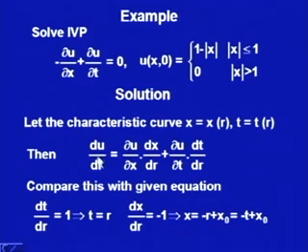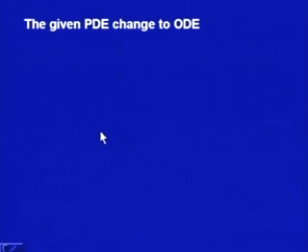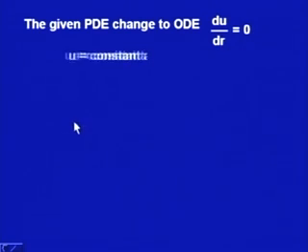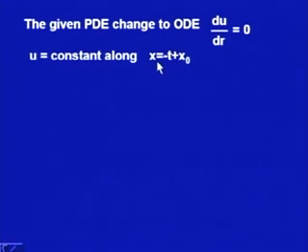Now, the comparison of du/dr equal to 0 says that as my partial differential equation has been changed to the ordinary differential equation du/dr equal to 0, and r is t, u should be constant along this characteristic curve x equal to minus t plus x naught. That says x naught must be equal to x plus t. At t equal to 0, x is equal to x naught, and the characteristic we would define as x naught equal to x plus t, so x plus t is our characteristic.